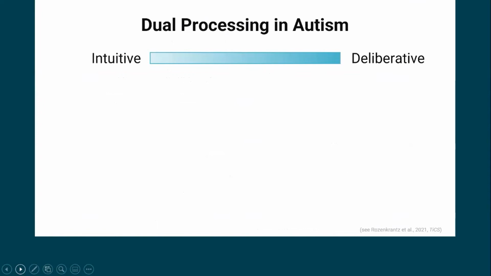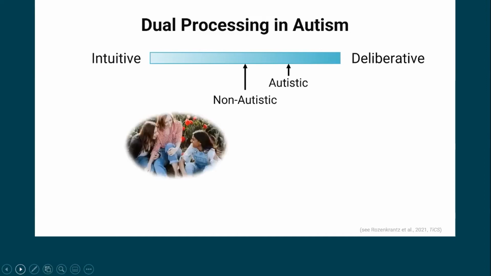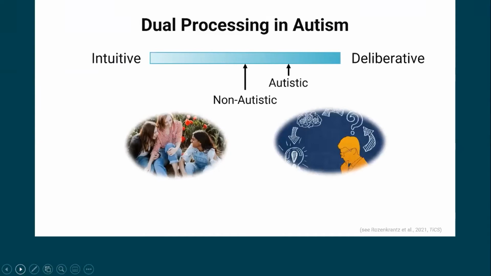A recent promising theory of autism suggests that autistic people, compared to non-autistic people, have increased propensity towards deliberative rather than intuitive thinking. This promising theory is thought to explain autistic people's difficulties, for instance, in making rapid intuitive judgments of social information, but also explains autistic people's strengths, such as more rational and logical thinking.